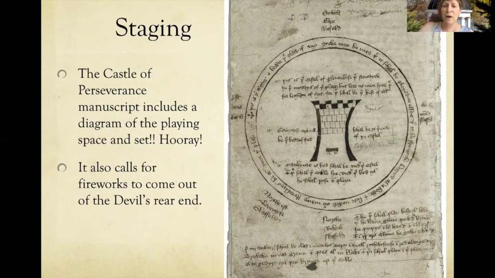And it does, by the way, call for fireworks to come out of the devil's rear end. So there's some indication of pyrotechnics. There's also indication that it's possible that the ditch might have been a way of crowd control, keeping people who haven't paid out, maybe. I will give you that basic thing, and hopefully somebody will look more into it.